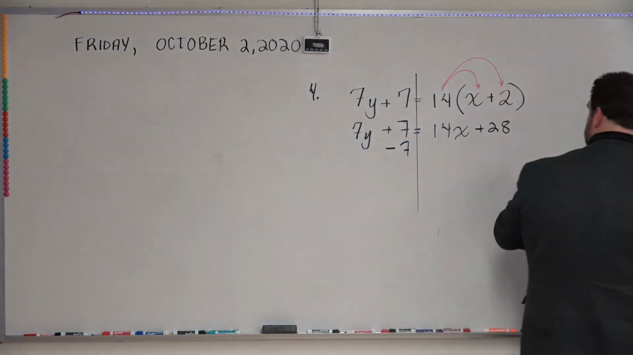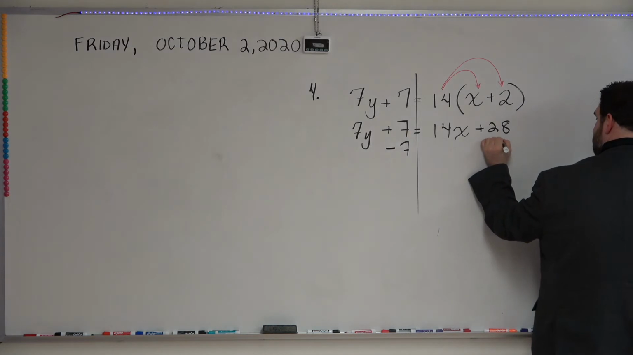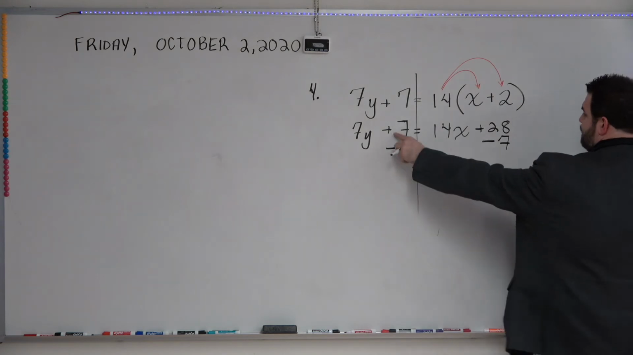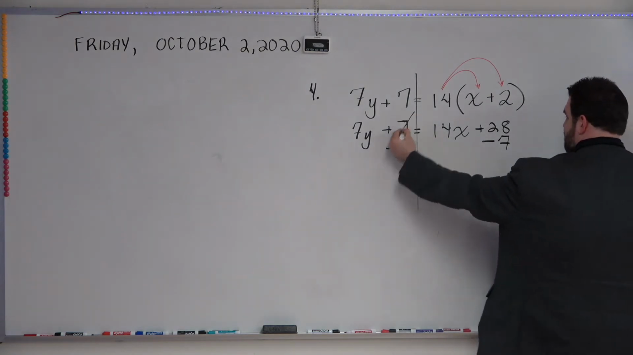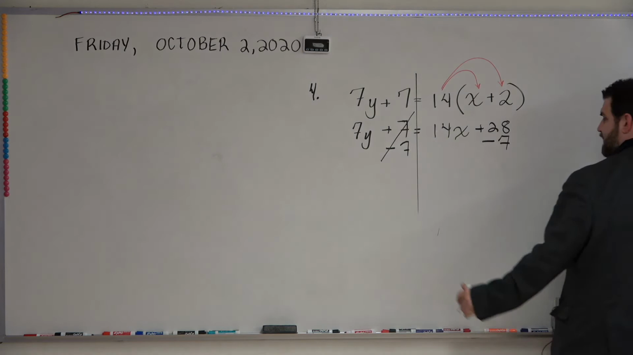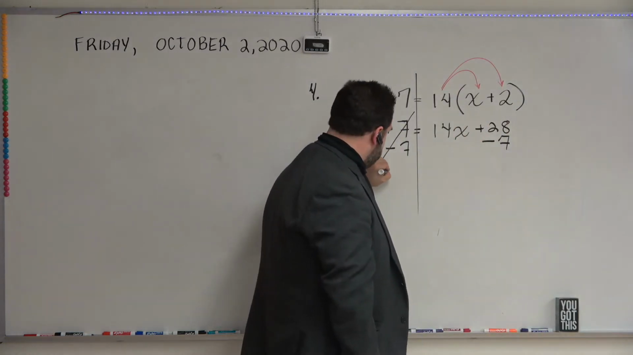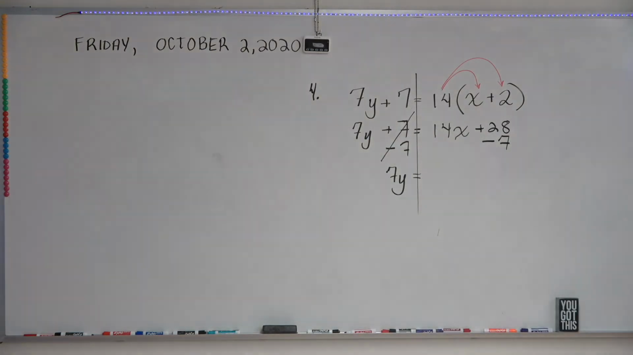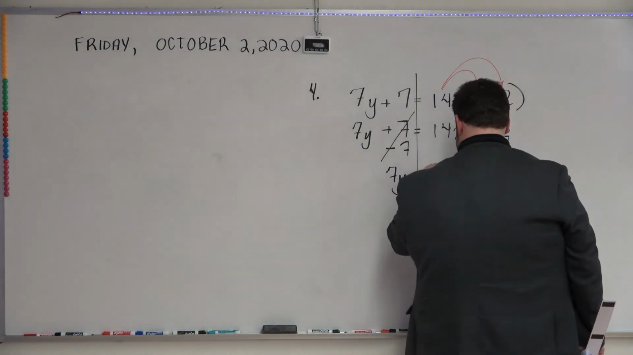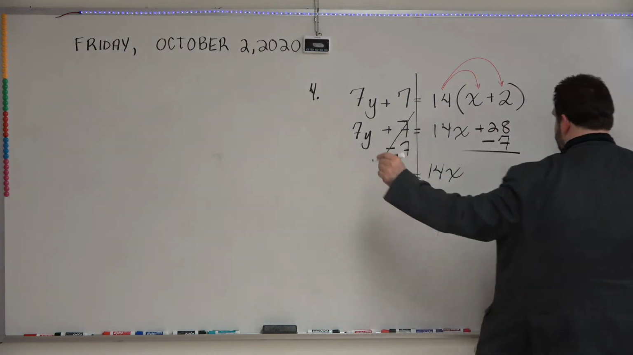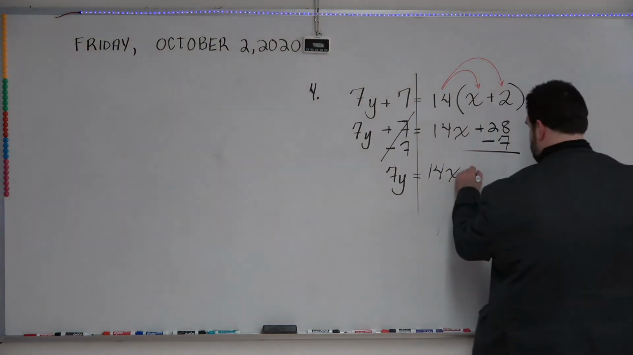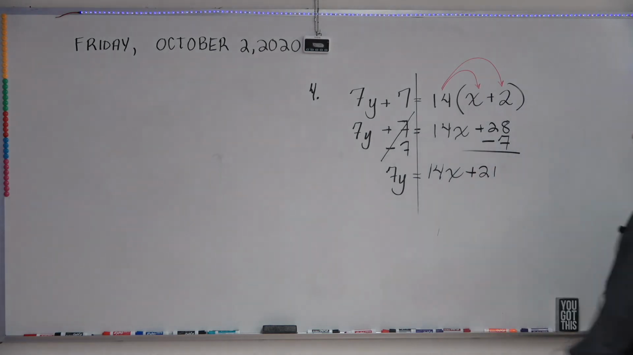So you get 7. Over here as well. Minus 7. Plus 7 minus 7. That still equals 7. Well, I've got plus 7 minus 7. 7 minus 7 is 0. So we cancel it out. And now I've got 7y equals, and then we bring down that 14x because we didn't touch it. And then what's 28 minus 7? 21. Positive 21. What's the final step?